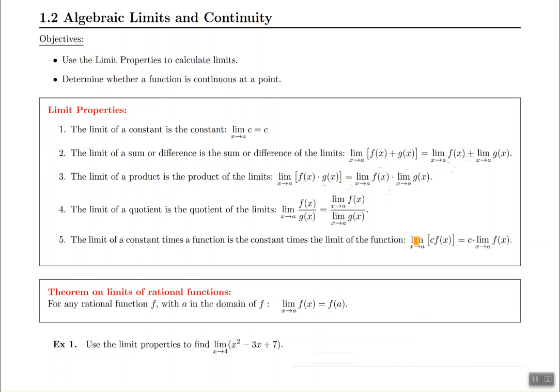Finally, the last rule on the list is the limit of a constant times a function. And the rule says you can ignore the constant and just find the limit of the function. So all these rules are here to just say that limits are very intuitive and they work very, very beautifully. You don't have to really worry about crazy mathematics here. It's just very simple stuff, okay?